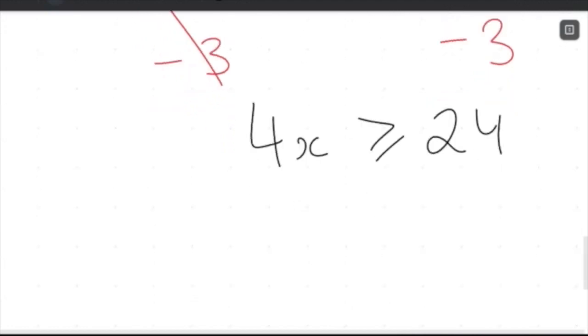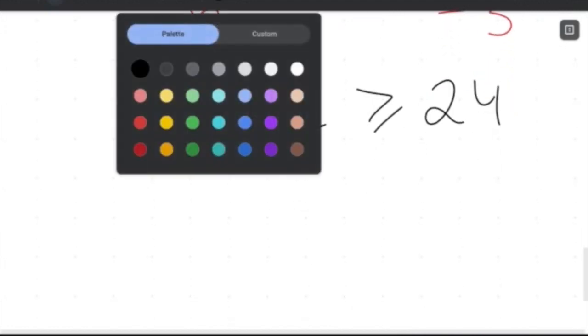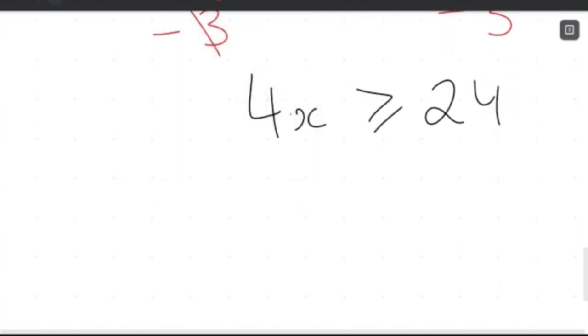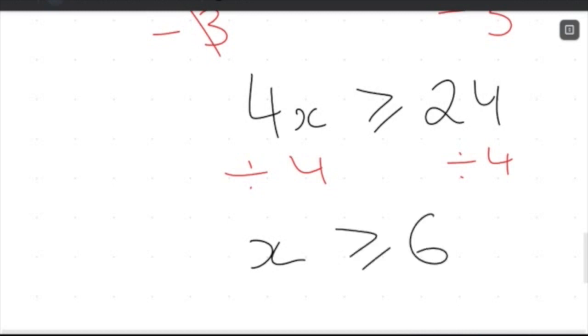Okay, I'm on the right track. And the very last thing is just to consider what operation's being done here. This is 4 times x. We just write it in a shortcut way when we talk about algebra. So I'm going to divide by 4 and divide by 4. And finally, I get that x is greater than or equal to 6.